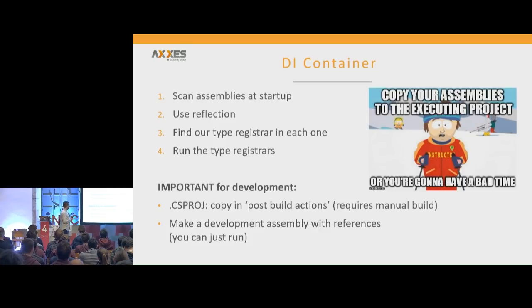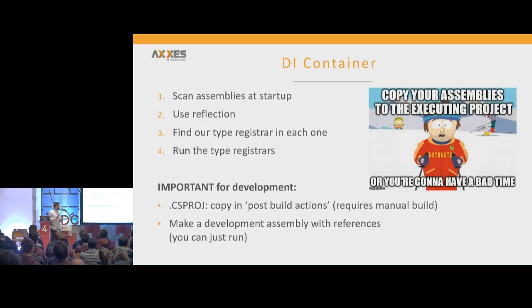Now, there's two things you can do, but basically, the thing that we always did is you make type registrars. It's a simple interface that you implement. I'll show you in a second. What we're going to do is we scan all the assemblies in the deployment folder, and we scan them for these type registrars, and we run those. That's basically all we did. It's not really that hard.